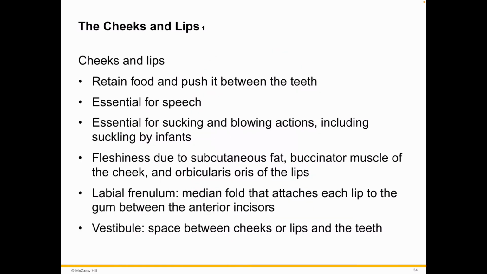All right. So you got some cheeks and you got some lips. These are the soft, flexible areas of your mouth which close, encase, expand, and contract to help manipulate in order to breathe, chew, eat, and even store a little bit of things here and there, like some gum that you're not supposed to be having in your mouth when you were a kid. Okay, so they retain the food and they push it between the teeth. They are essential for speech, also for sucking, blowing actions, including suckling by infants big time, the use of a straw, slurping your soup, all of that good stuff.